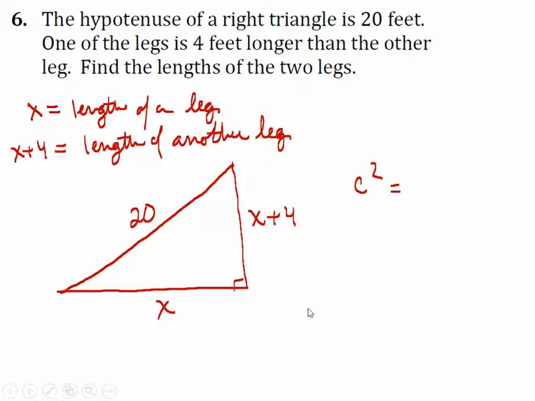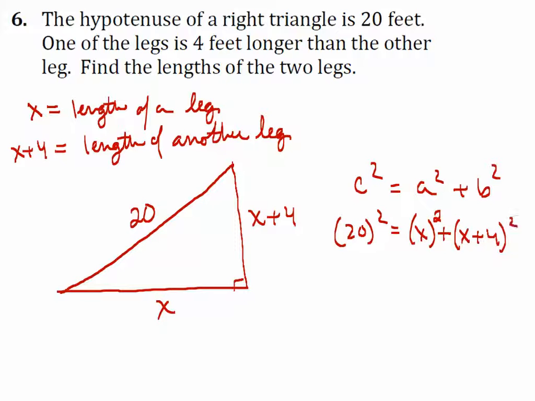So I got c squared is equal to a squared plus b squared, and I got myself the 20. A is the x, and b is the x plus 4. All right, 20 being squared is going to be 400. Squaring the x, that's the easy one. Squaring x plus 4, so again, off to the side if you need to. If you're not comfortable using the formula, go x plus 4 times another x plus 4, and FOIL it out.